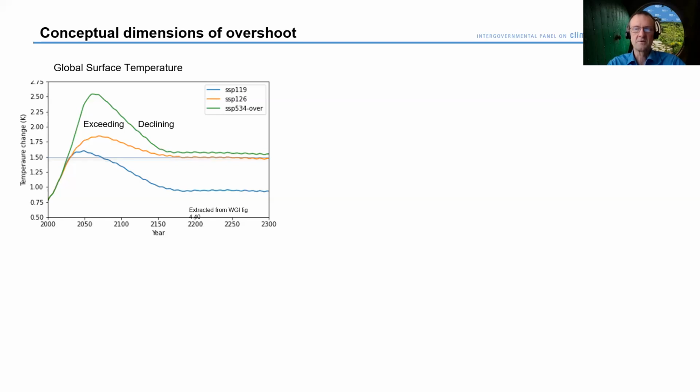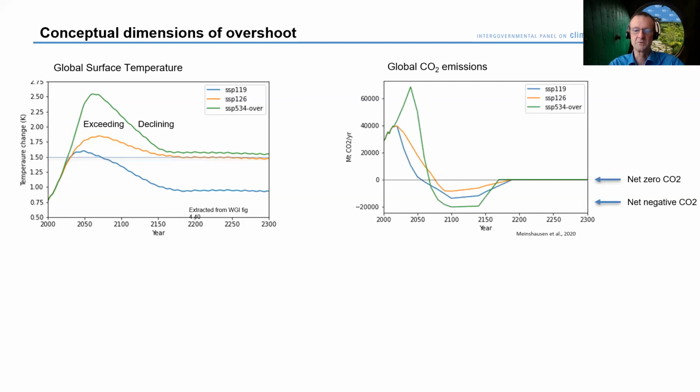These are just illustrative pathways based out of physical model studies. I'm not saying that they're relevant for policymaking at this point. They're important to clarify concepts used in conversations around overshoot.